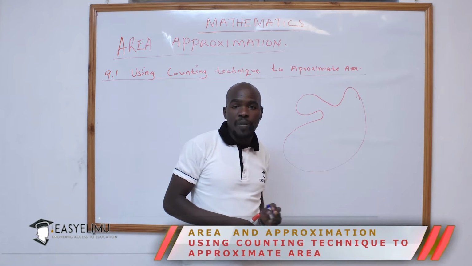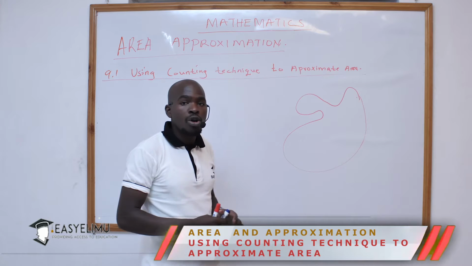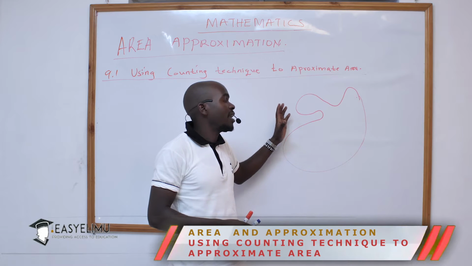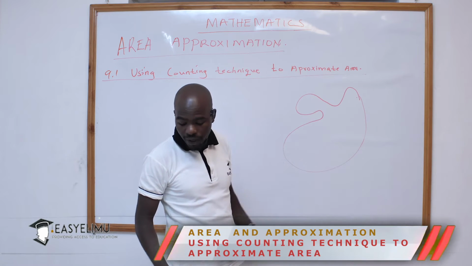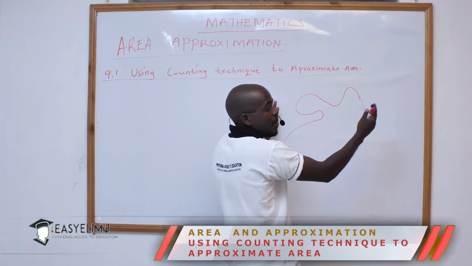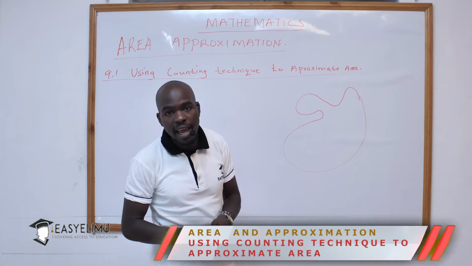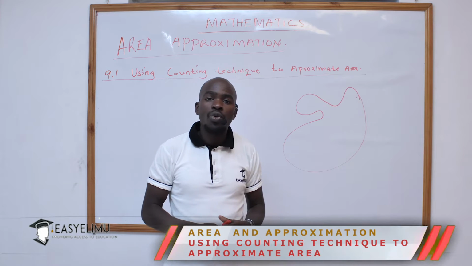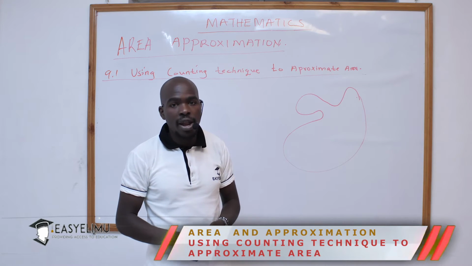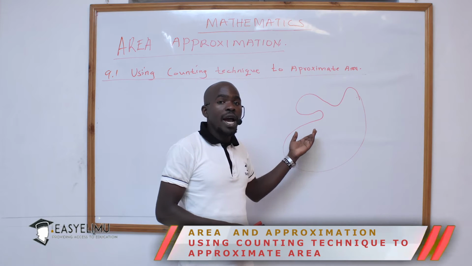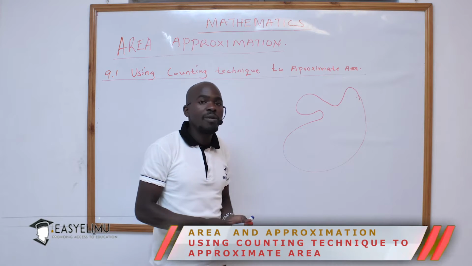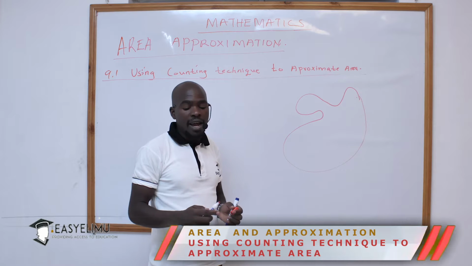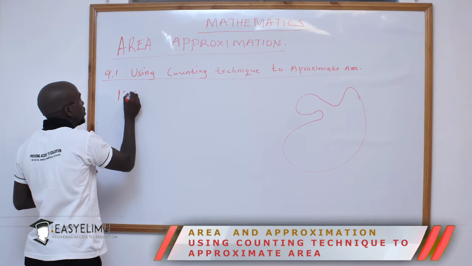If it is an object drawn on paper, the first thing you do is take a paper and place it on top of the drawn object. You trace the area, then transfer it to a square grid that has been well ruled with 1 centimeter squares, and then you identify the given scale. For instance, you may be given a figure representing a piece of land with a scale of 1 to 50,000.